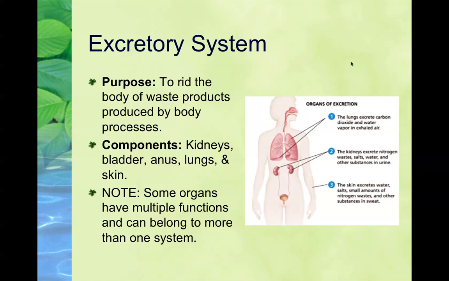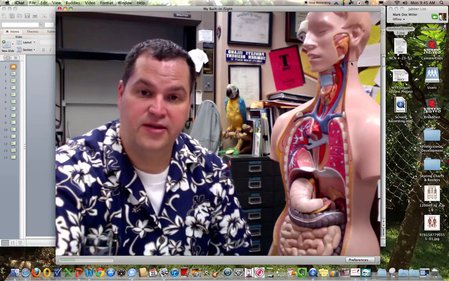This is a good point to remind you that some organs have multiple functions and therefore can belong to multiple systems. So not only does our skin protect us from the outside world, but it also helps us get rid of waste. All right, so that's the excretory system.